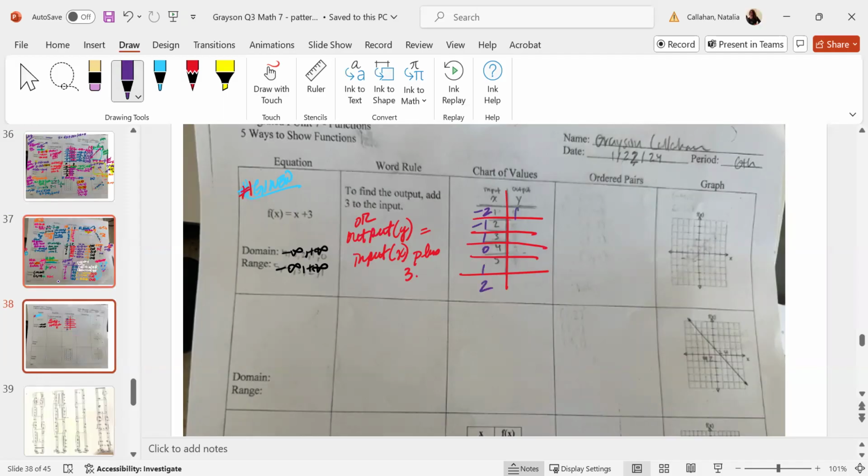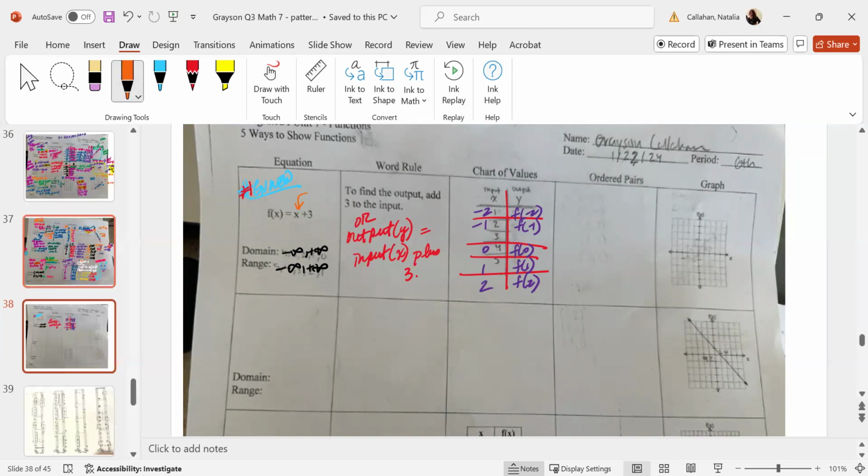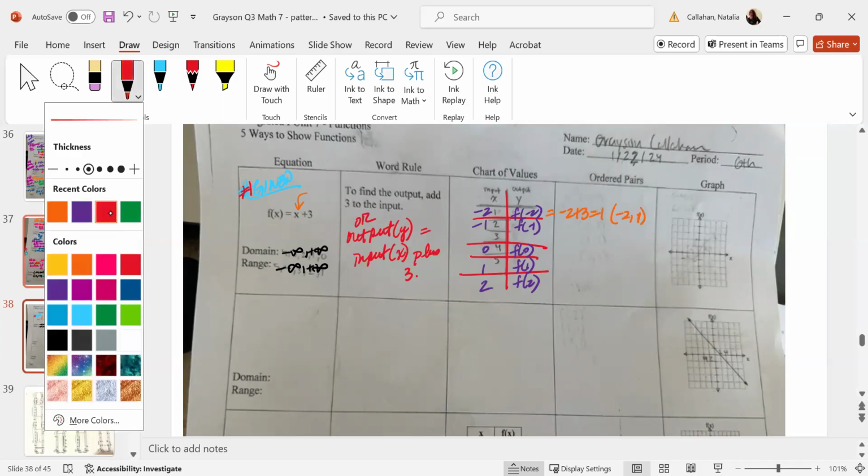5 numbers, right? So you're going to do f of -2, f of -1, f of 0, f of 1, f of 2. Oh, hold on a second. I screwed up. Let's get rid of that. There we go. All right. Better? You do know that you're going to plug this into the equation, correct? Right? So f of -2 is -2 plus 3, which is 1. So your point is -2 comma 1. Do you see that?